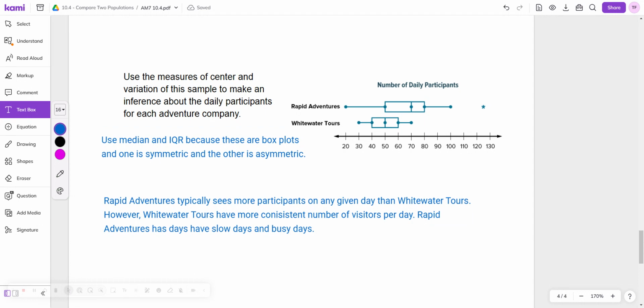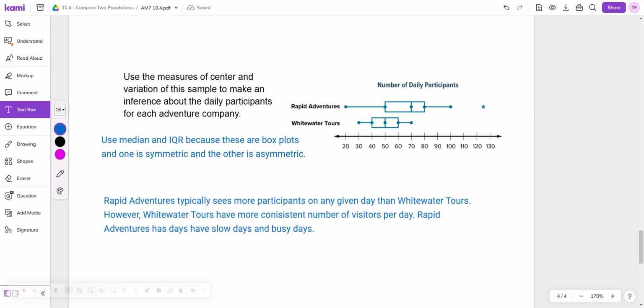One thing you will notice right here is this little asterisk. What that means is that particular data point is an outlier. Okay, so that is not part of what makes up the dot plot or what makes up the box plot. But just know that that one does have an outlier, which means that you can also see that the data is asymmetric. It's skewed.